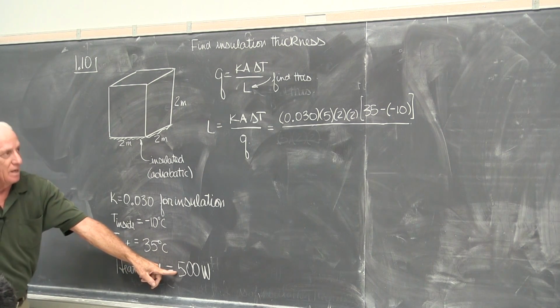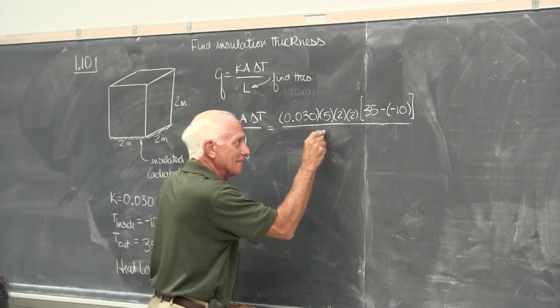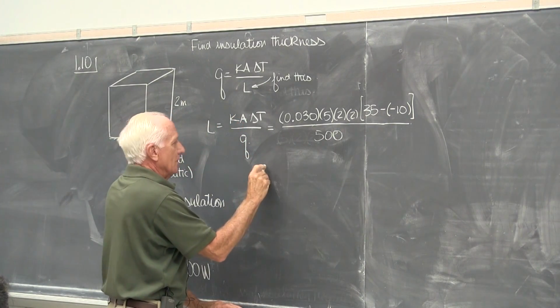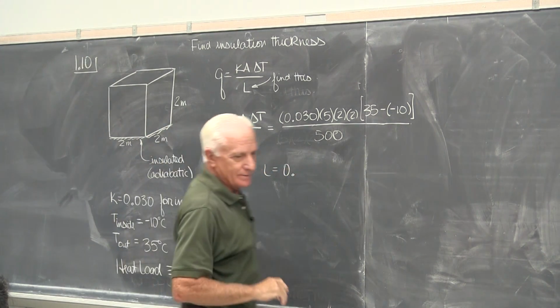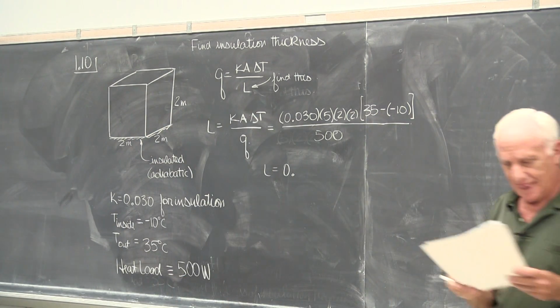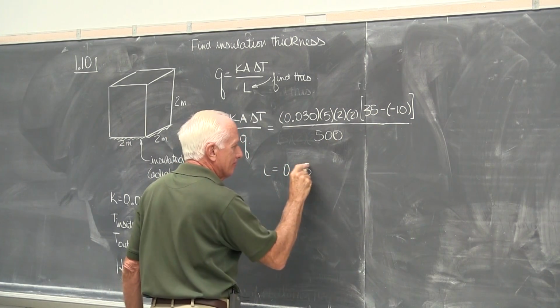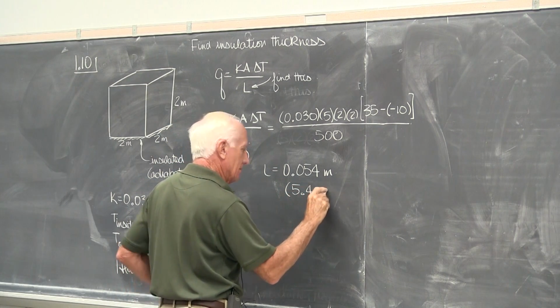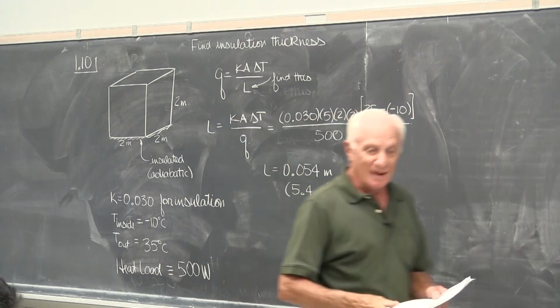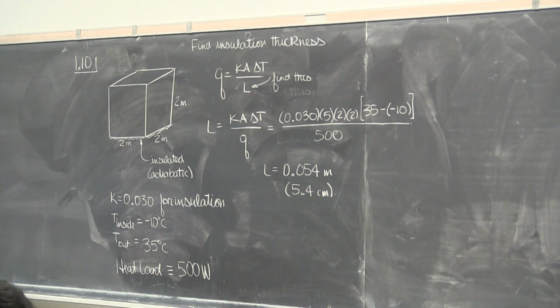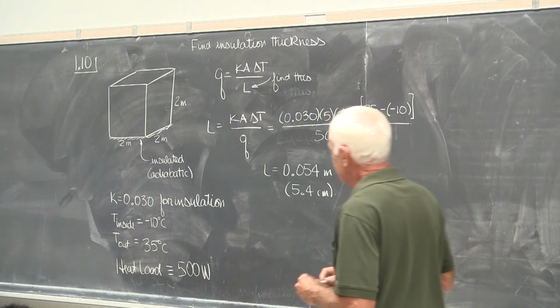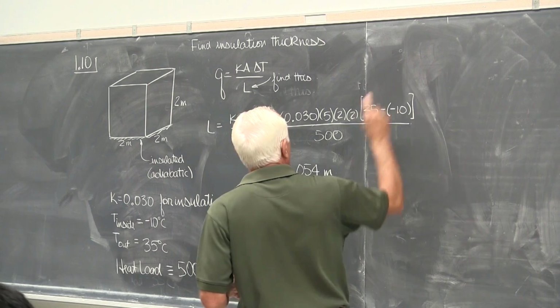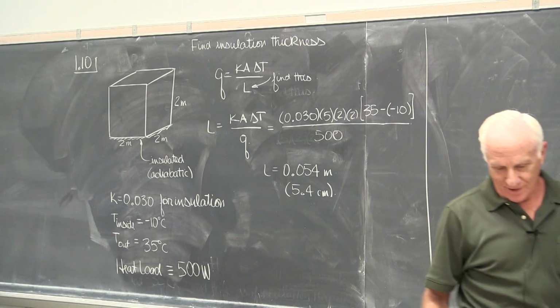How thick should the insulation be? Okay, 500 watts, got it. So L equals 0.054, 5.4 centimeters. Yep. About 2 inches. So you slap 2 inches of insulation on that freezer. That's what the thickness of insulation would be there. All right. Only conduction. Let's try another one.